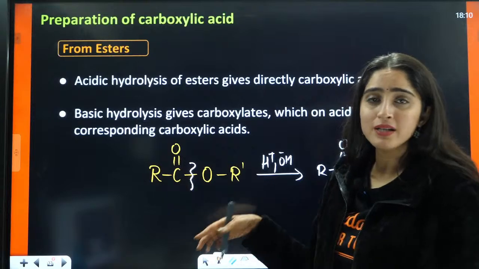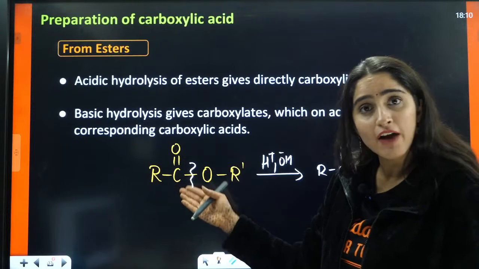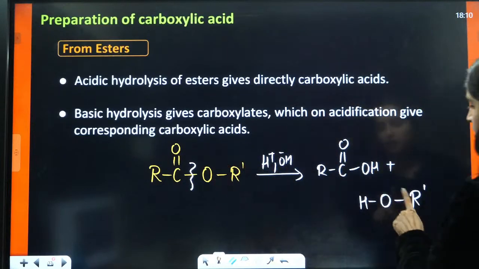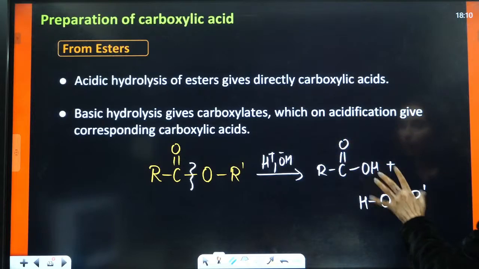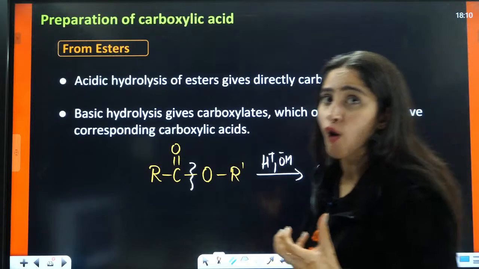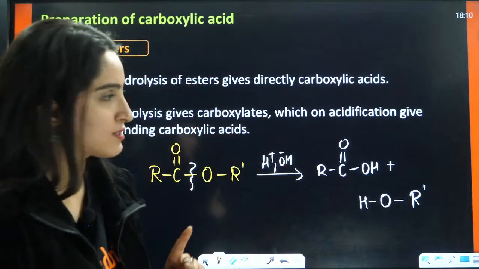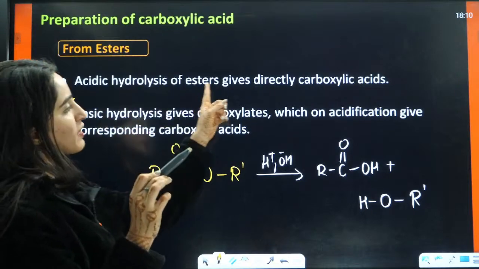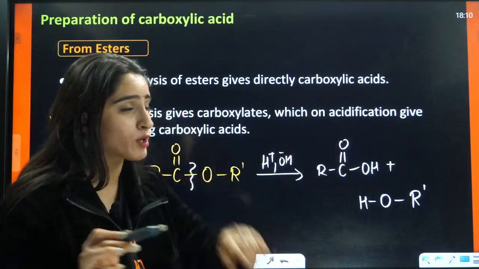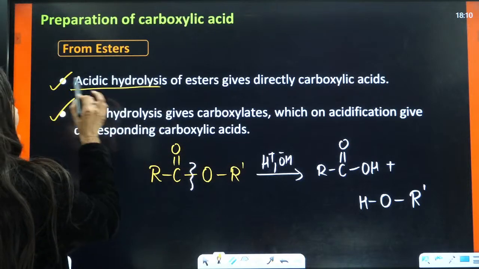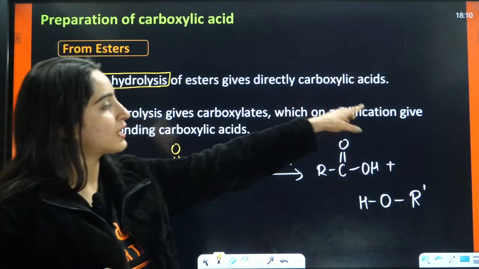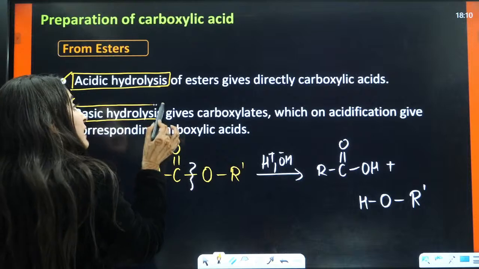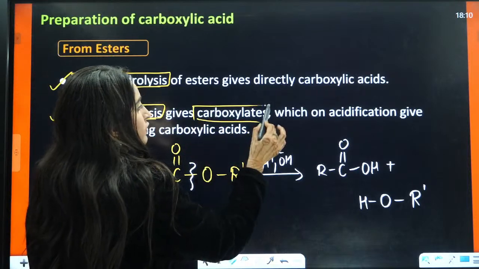Because between carbon and oxygen, carbon is less electronegative, it will have a positive charge. So positive, negative will be attached, that is OH is attached here to this positive, and H is attached to this negative. So this is one carboxylic acid, and the other, alcohol, is formed from hydrolysis of ester. That is the opposite of the esterification reaction. Acidic hydrolysis of ester gives directly carboxylic acid. Very important point: if you use acidic hydrolysis, carboxylic acids will be formed directly. But if you use basic hydrolysis, then the salt of the carboxylic acid will be formed.